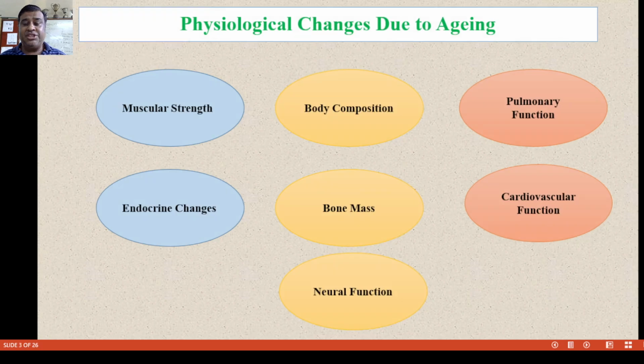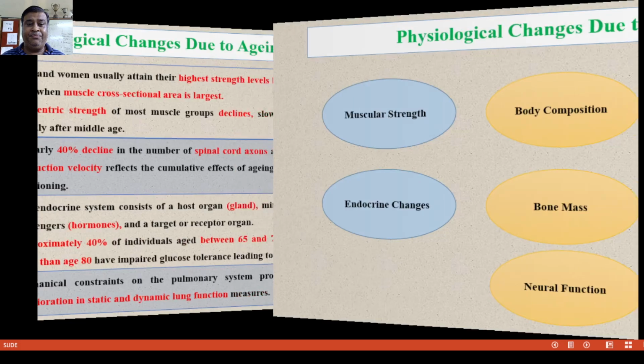Now, physiological changes due to aging. In aging, our body's decline or degeneration starts at the age of 35, and physiological changes of our body start due to the age categories. Under this, the physiological changes are muscular strength, body composition, pulmonary functions, endocrine changes, bone mass, cardiovascular functions and neurological functions, which are affected by the aging process. We'll discuss one by one.